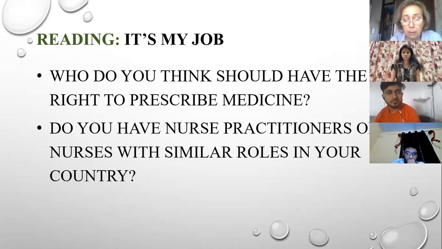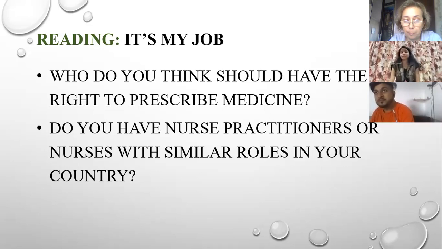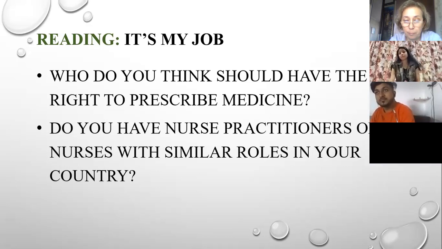Okay, what about other people who should also have the right to prescribe medicine? For example, if you go to a pharmacy, should a pharmacist be allowed to prescribe medicine? No, ma'am. We shouldn't. Because, for example, if the pharmacist is given the right to do that, then the person gets addicted to that drug, and the pharmacist will assume it as a disease and give it to the person. This may lead to misuse of the drugs.